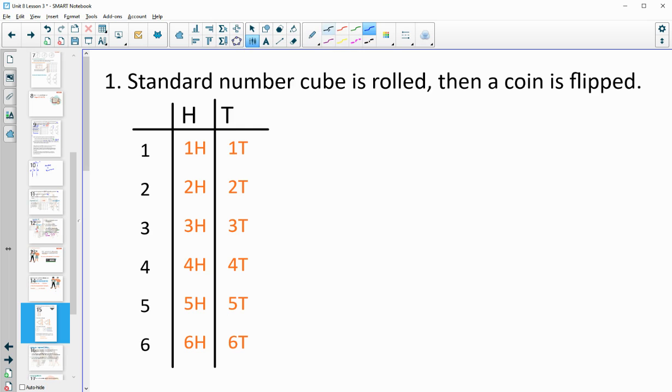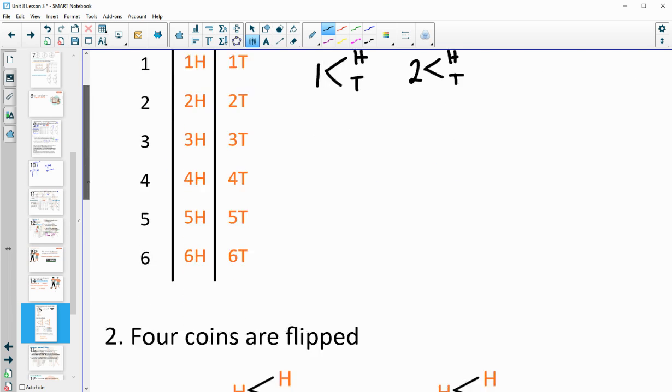You certainly could have written out, if I roll a 1, I'm going to get a head or a tail, and done a tree diagram. And if I got a 2, I'm going to get a head or a tail. And you could have kept going that way as well.